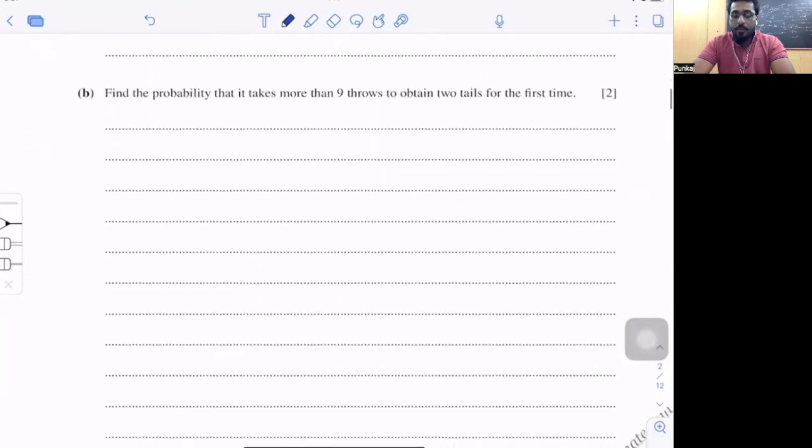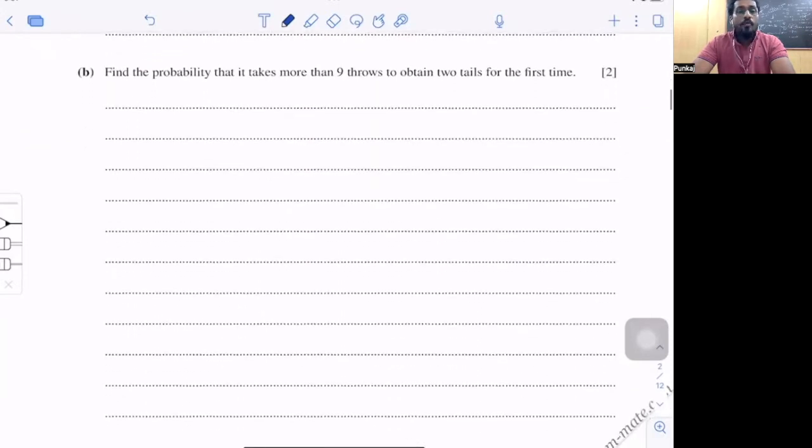Let's go to the second part of the question now. Again, an interesting one. Find the probability that it takes more than 9 throws to obtain 2 tails for the first time. Now try and understand this. This is very important. Find the probability that it takes more than 9 throws. So when I say more than 9 throws, does it mean that you are successful in the 10th throw? Students, you might think that if I need more than 9 throws, that means I might be successful in the 10th throw. But you want to understand, it is not the only possibility.